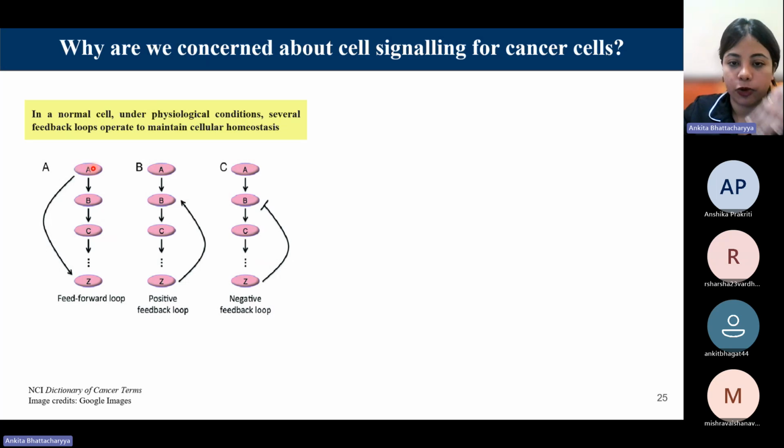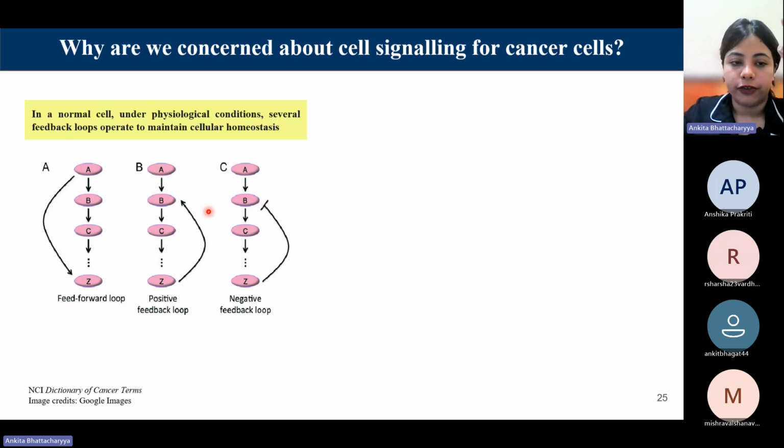This means these proteins, A, B, C, and so on, are all part of some signaling pathway, let's say X. But what is crucial to understand here is the side arrow. Do you see each of them is different for each type of feedback loop? For the first one, the arrow directs from A to Z. For the second one, it goes from Z to B or A, depending on where it is. And the negative one shows a different type of arrow.